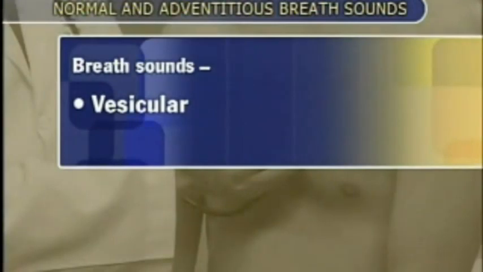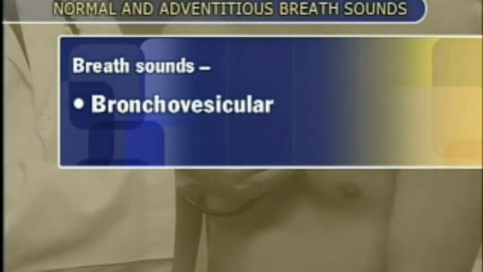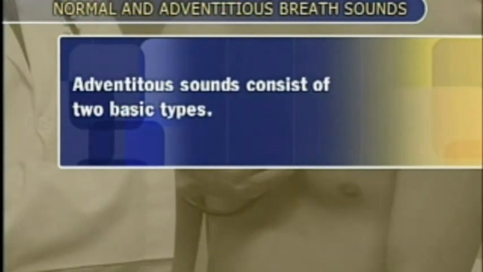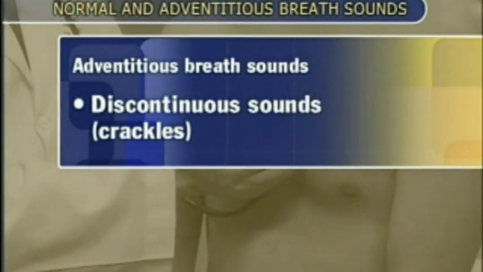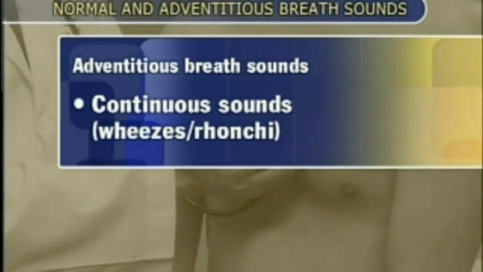Let's listen to these sounds again to compare them. Vesicular, bronchial, and bronchovesicular. Adventitious or added breath sounds consist of two basic types: the discontinuous sounds, or crackles, and the continuous sounds, wheezes and rhonchi.